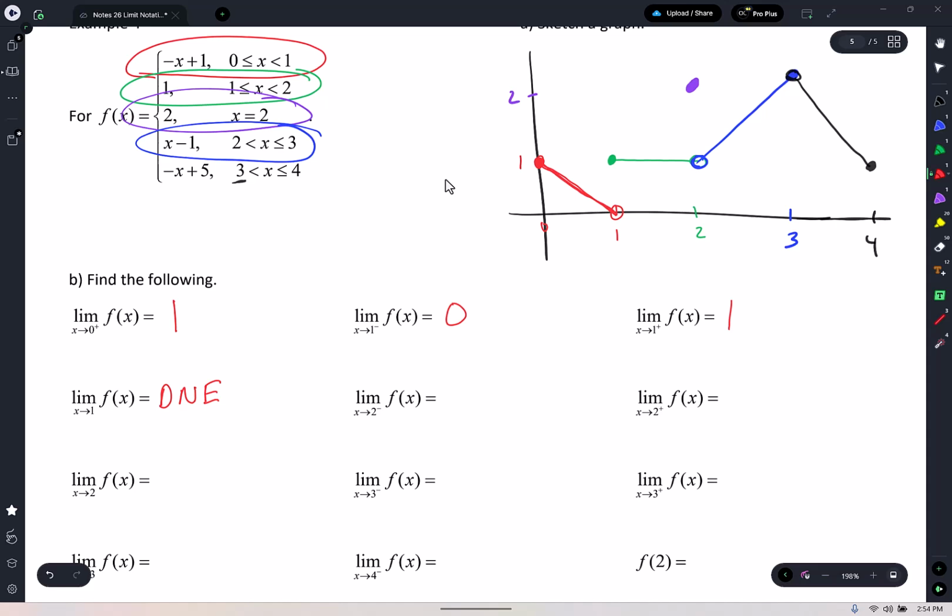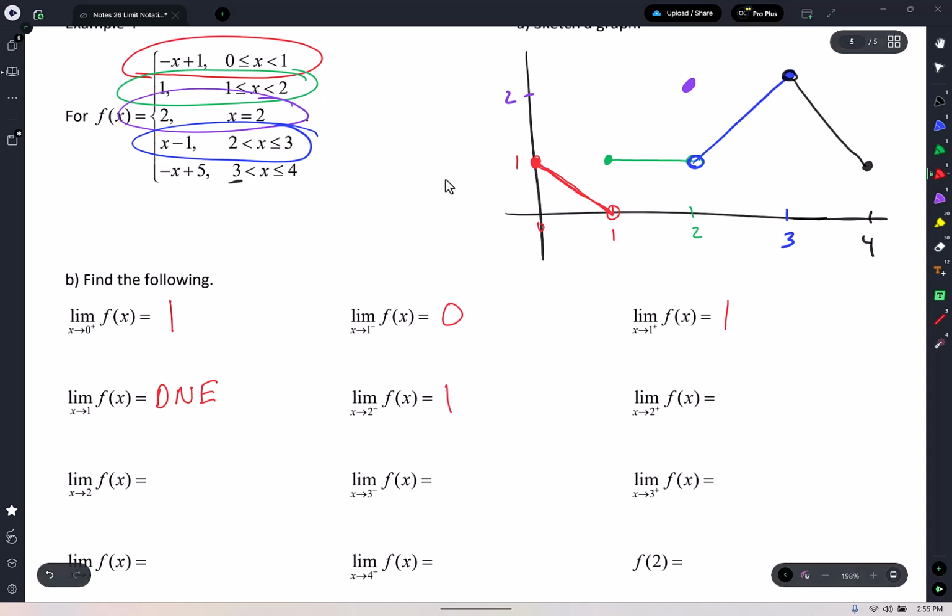Limit as x approaches 2 from the left. 1. Limit as x approaches 2 from the right. 1. Limit as x approaches 2. 1. They both match from the left and the right, so it's 1. You can also visually see it in the graph as well. Are we okay?